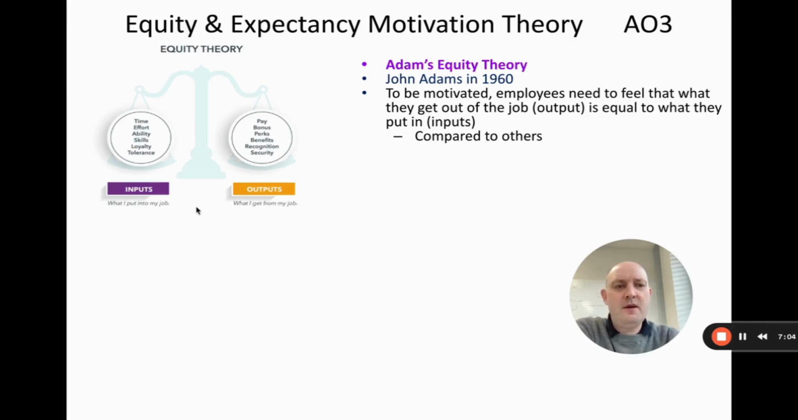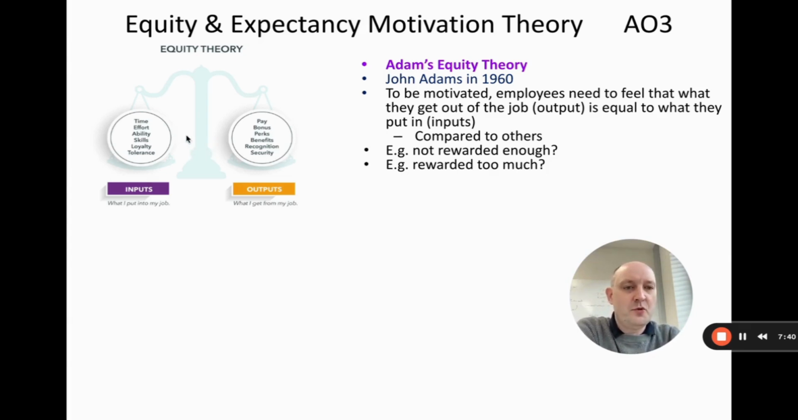And this is often in comparison to other people. So just to go through that in a bit more detail, what do we put into the job? What are the inputs? Well, this is things like the time we put into the job, the effort, our ability and skills, the loyalty we give to the company, etc. It's all the things that we put into our job. The outputs are what we get back. So things like our salary, the bonus, fringe benefits, but also things like how much recognition do we get from the job? How much challenge do we get from the job? How much loyalty do we get from the company back? And Adams's equity theory is saying that these two need to be balanced, otherwise employees will not be motivated.